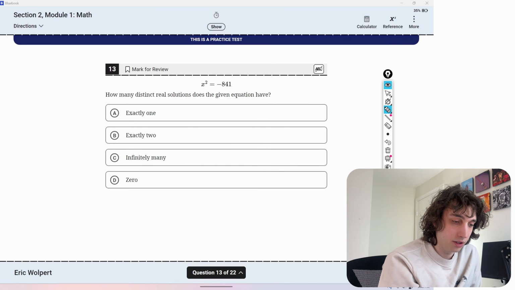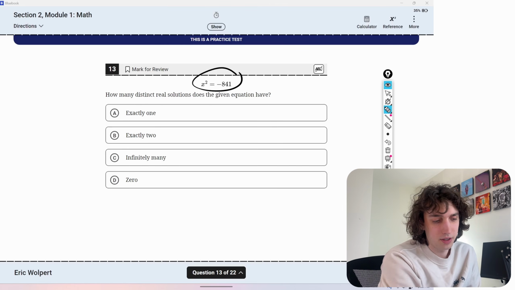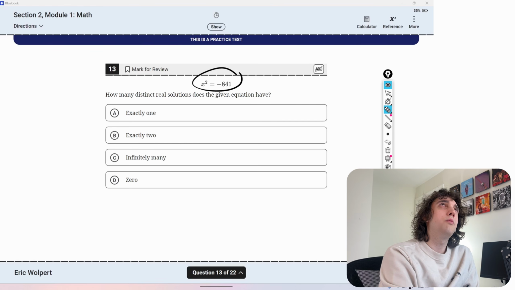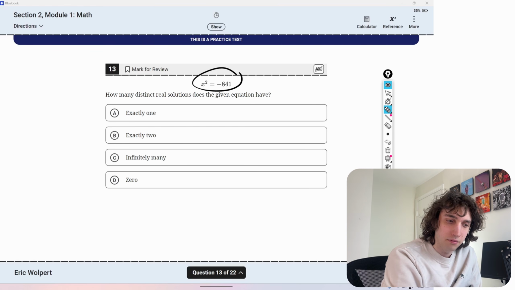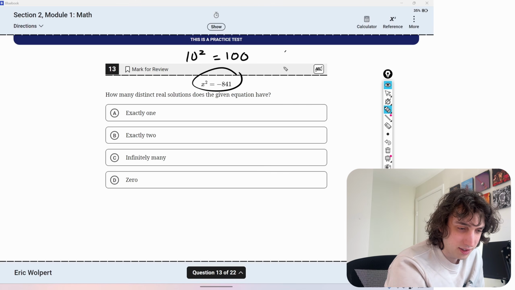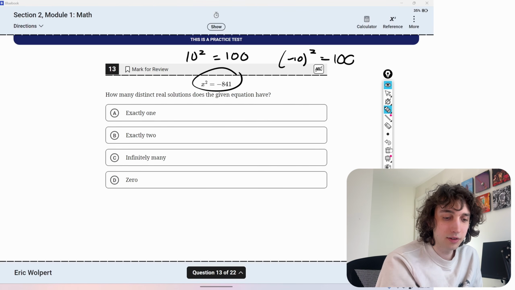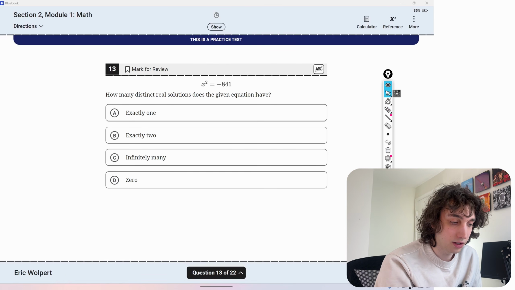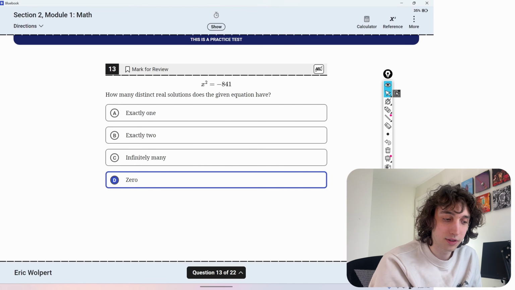So hopefully you're able to look at this and be like, oh, well, something definitely doesn't seem right because we're squaring something and getting a negative number. What number squared gives you a negative number? It's not a positive number, right? 10 squared is positive 100. But it's also not a negative number, right? Negative 10 squared is also positive 100. So the answer is there are no real numbers that we can square and get a negative number, which means we can immediately pick 0 real solutions to this equation.